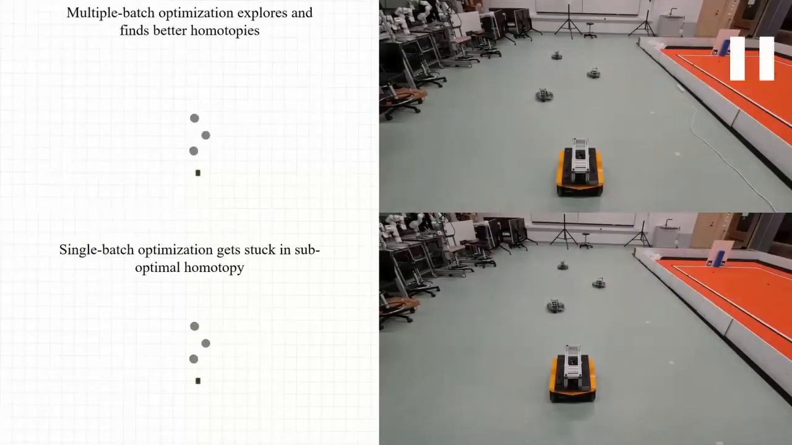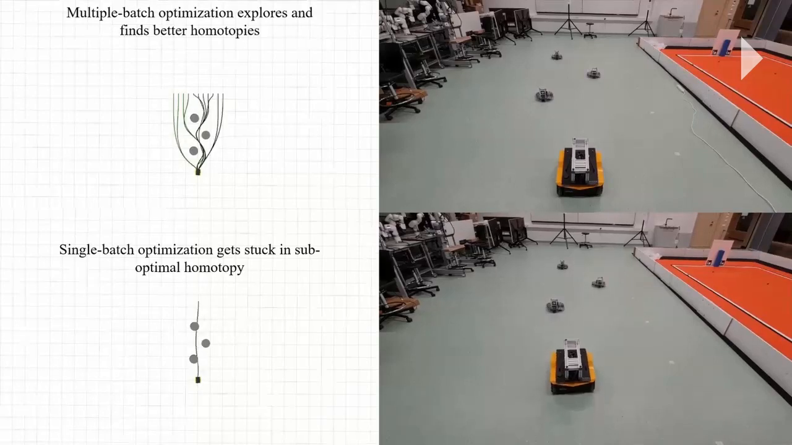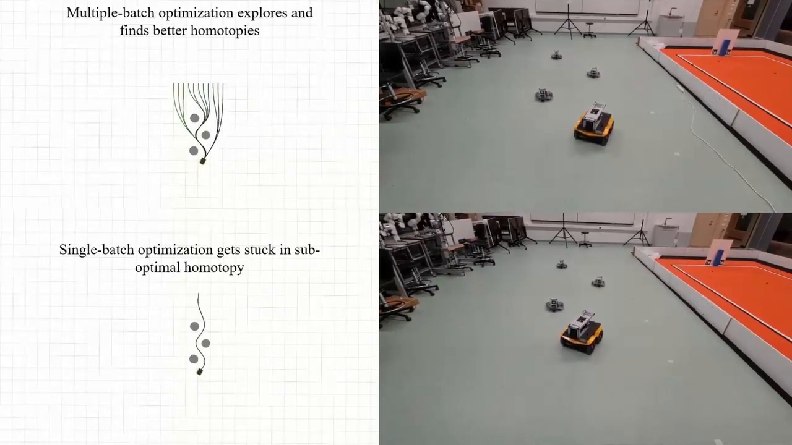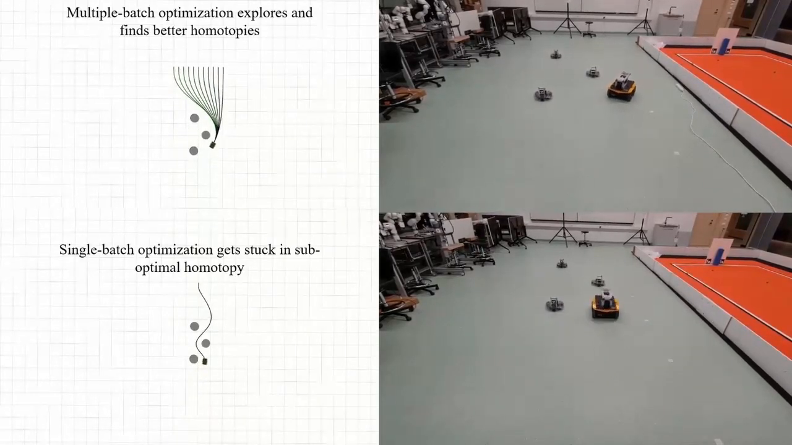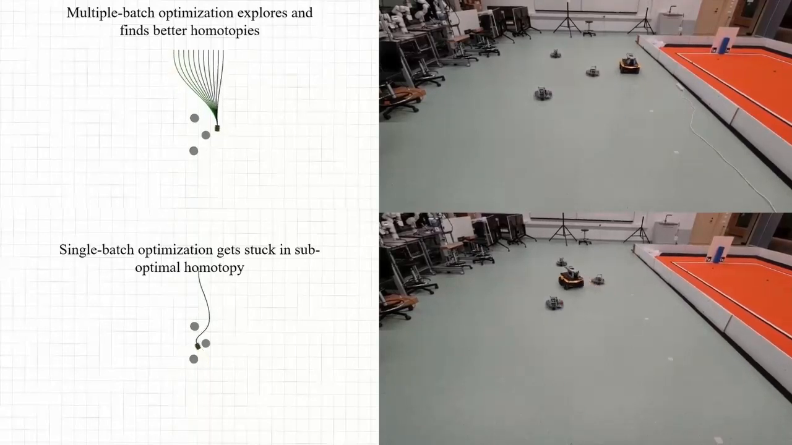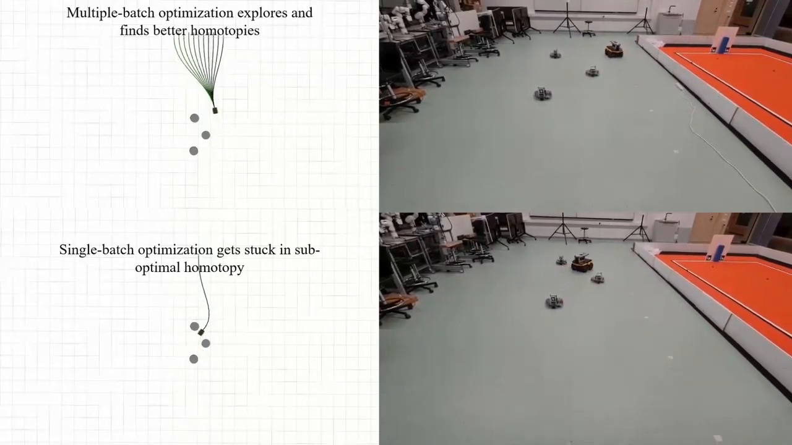We next present the real-world hardware simulation result. The main point that we want to show here is that the standard MPC gets stuck in a suboptimal homotopy, which requires large heading changes and non-smooth motion, while our batch optimizer can explore better homotopies, as can be seen from the video.